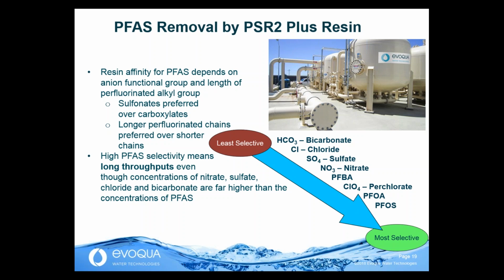So we started to think about that. Some of the things, and I'll get back to that story in a sec, that we've also found here is that the resin has incredibly long bed lives, and so we'll get into some of the data there. And it's going to sound like a broken record after a while, but the sulfonic acids are preferred over the carboxylic, so that holds true for both carbon and resin. And the other thing that I think is really interesting with regard to this ion exchange is that the PSR2 plus resin is even more selective for PFAS, especially the PFOA and PFOS, than it is for the perchlorate.